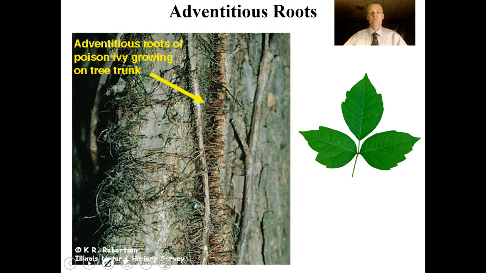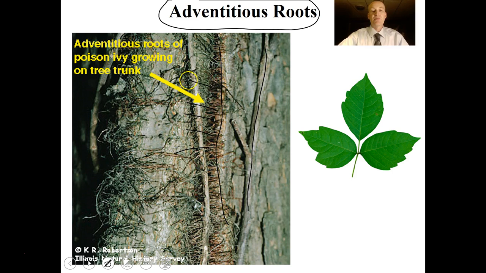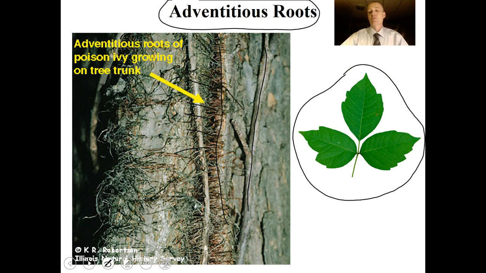There are also roots that have a different purpose. Adventitious roots help to anchor a root that may grow up the side of a tree. In this example, you can see the stem of the root with these adventitious roots coming off, and this happens to be poison ivy. So this is a leaflet here. Leaflets three, let it be, is the little mnemonic you use. So if you're in the woods and you see that, you don't want to touch it.